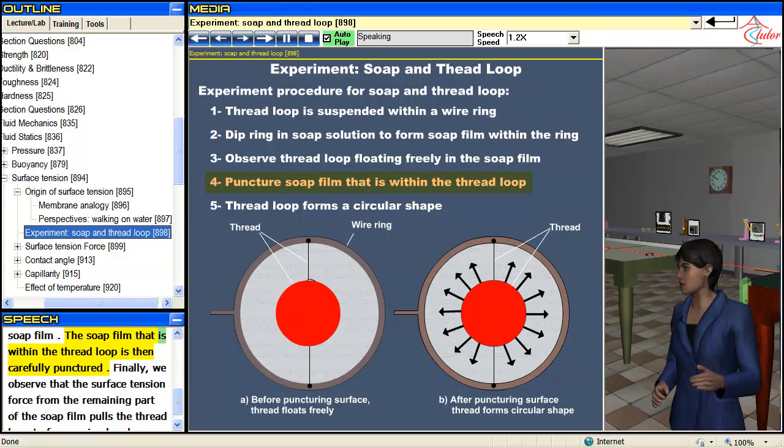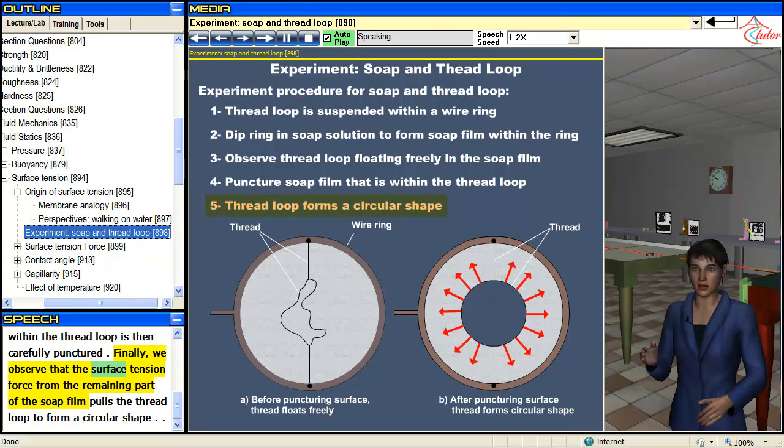The soap film that is within the thread loop is then carefully punctured. Finally, we observe that the surface tension force from the remaining part of the soap film pulls the thread loop to form a circular shape.